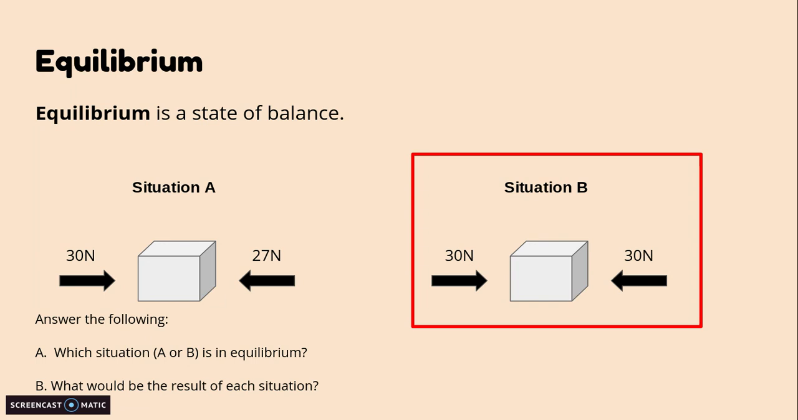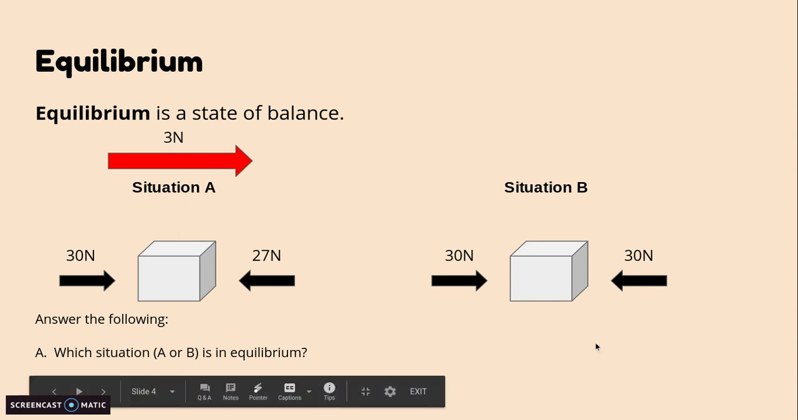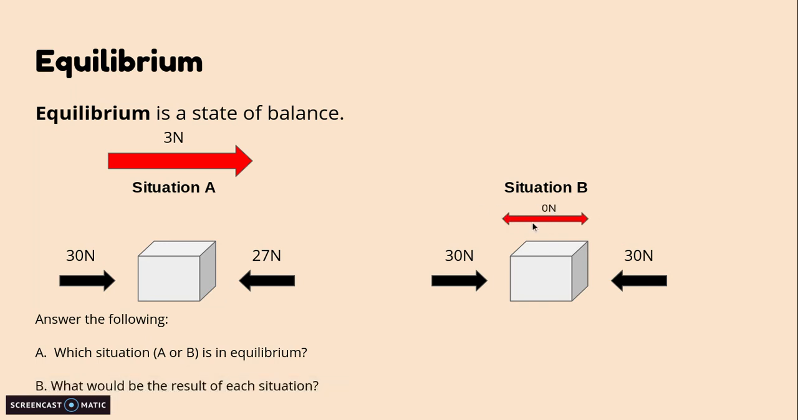Then what would be the result of each situation? For situation A, it would go 3 newtons to the right. How do we get that? 30 minus 27. Because if 30 goes this way and 27 goes this way, the 27 from the 30 cancels out with this 27, which makes this 0 and this 3. So it will go 3 newtons to the right. For B, since it's in equilibrium, it will go no newtons either way. So it just cancels out.